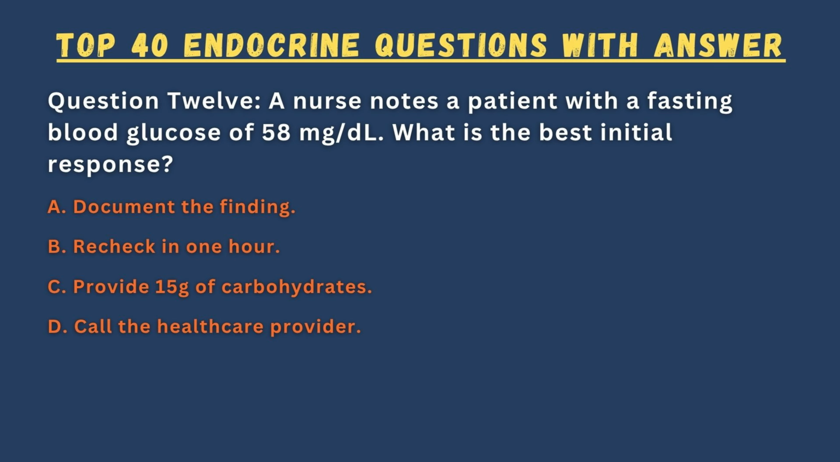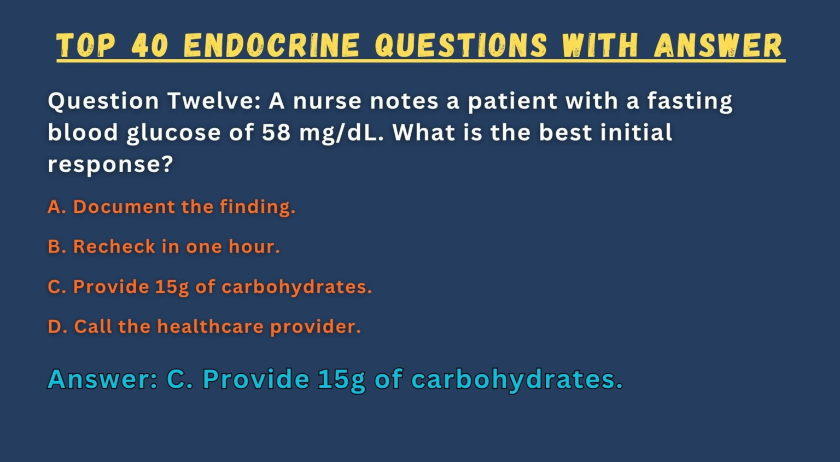Question 12. A nurse notes a patient with a fasting blood glucose of 58 milligrams per deciliter. What is the best initial response? A. Document the finding. B. Recheck in 1 hour. C. Provide 15 g of carbohydrates. D. Call the healthcare provider. Answer. C. Provide 15 g of carbohydrates.